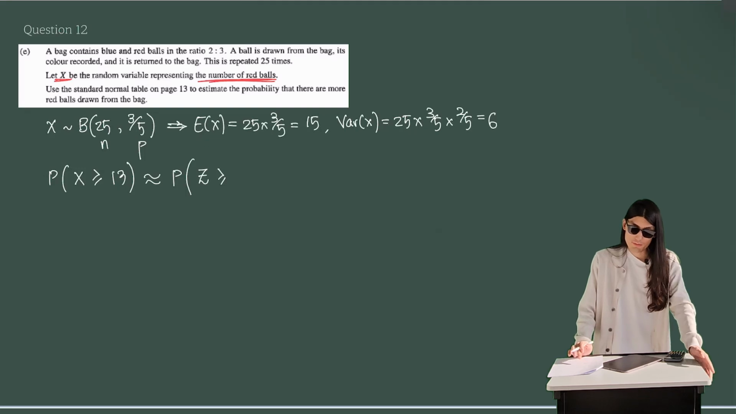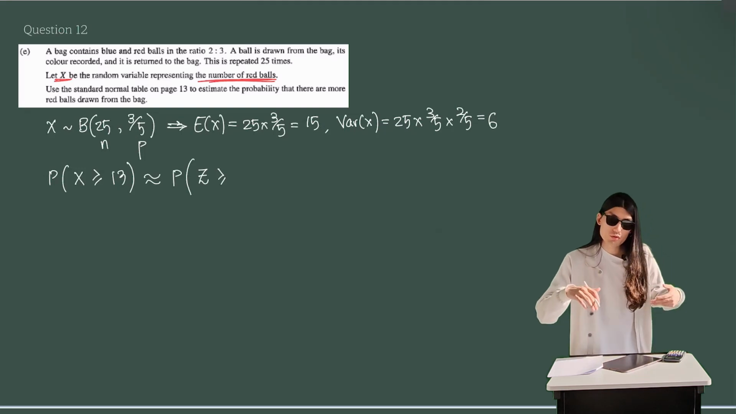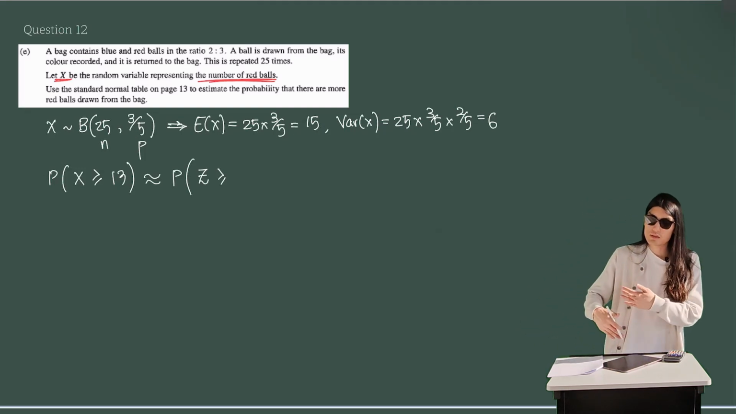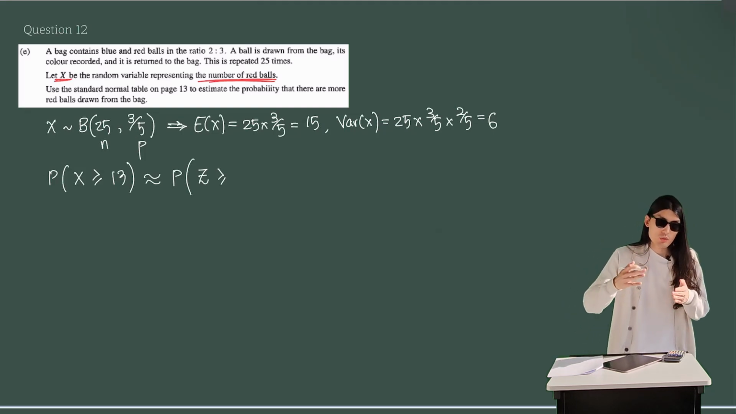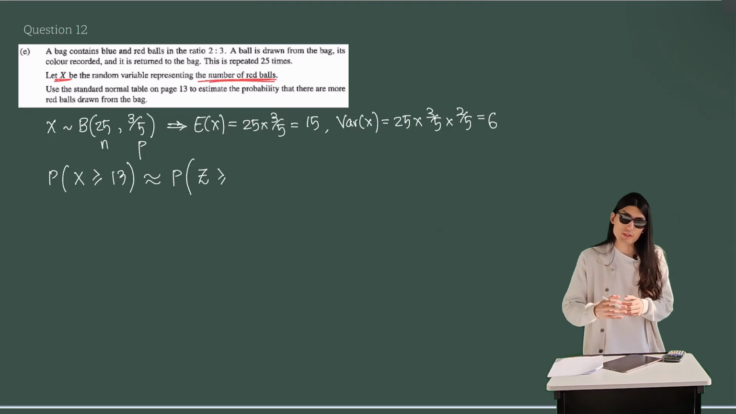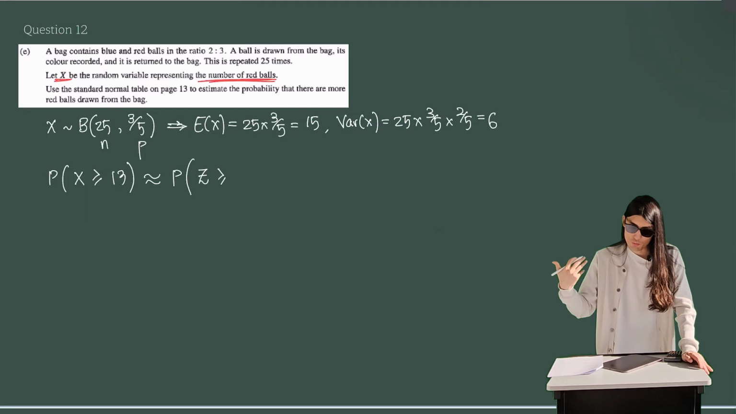Given that the expected value is 15, it means you expect to get 15 red balls when you draw 25. Why? Because the chance of drawing a red ball each time is 3 on 5. So if you do it 25 times, you expect on average to get 15 red balls, right? Variance, on the other hand, which represents how spread out your data is, is 6.